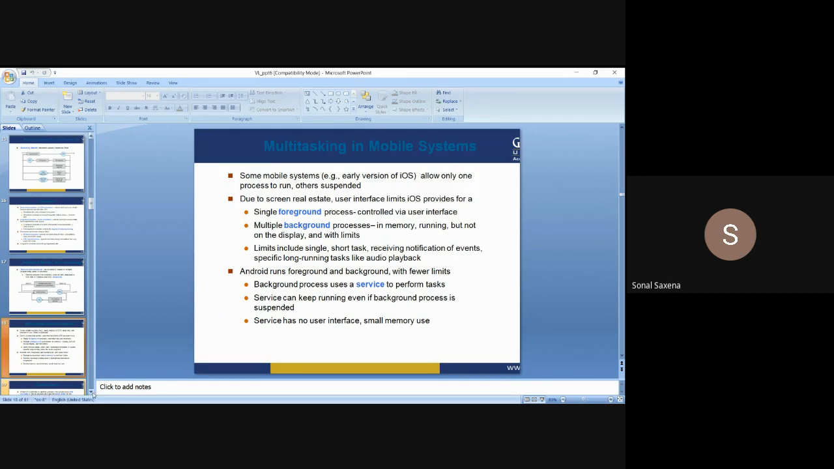So I hope this one is clear to all of you. Now we'll move on to the MCQ part, where we'll understand whether people have understood the concept of the scheduler.